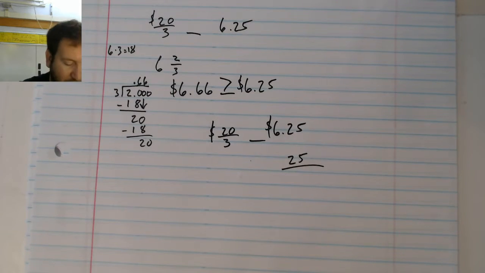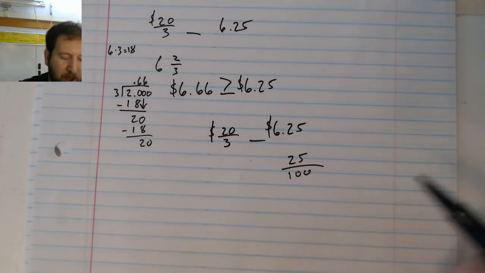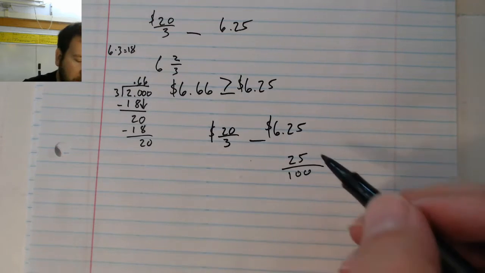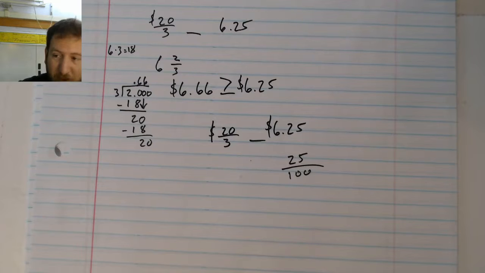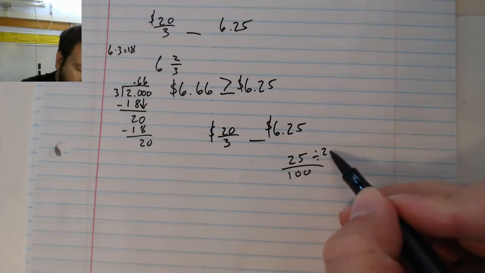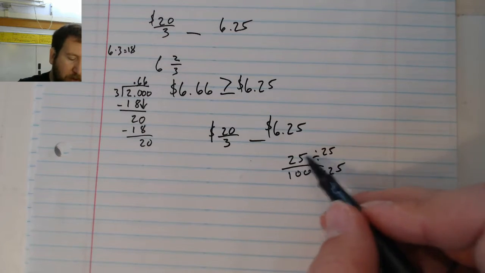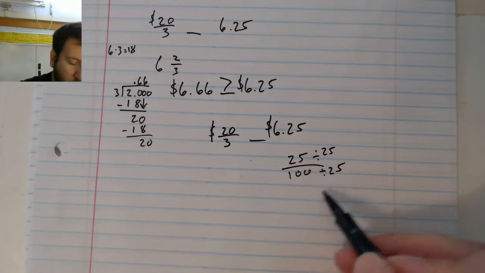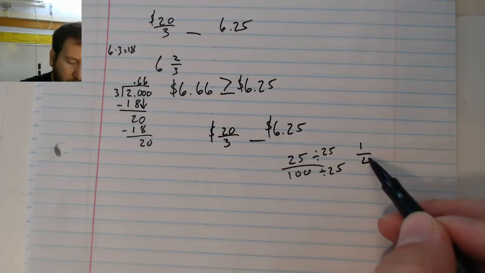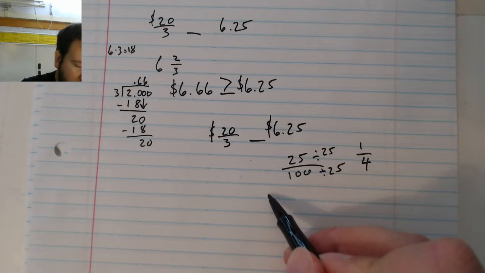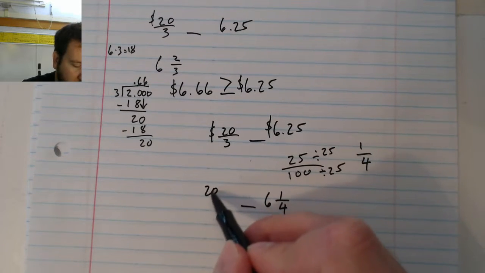It's a place value. So I have tenths and I have hundredths. So I have 25 hundredths. Now I can certainly simplify that, and well, 5 jumps to mind, but even better is 25. Now, how many 25s are in 25? Well, 1, obviously. How many 25s are in 100? 4. So now I have 6 and a fourth and 20/3.